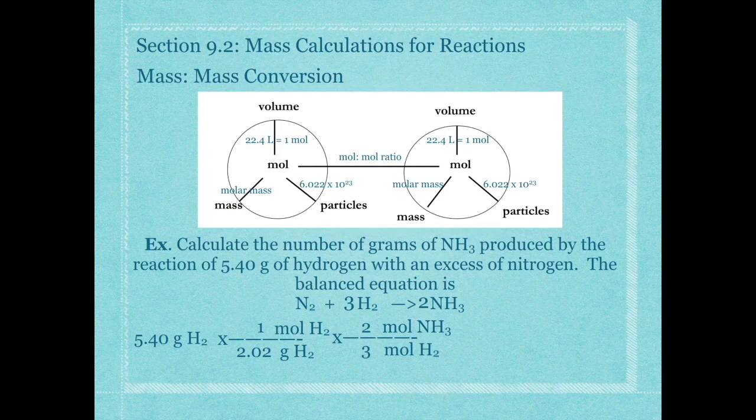Now I'm in moles of NH3. I want to get into grams of NH3. So again, I'm going to convert. I'm going to put moles of NH3 on bottom, grams of NH3 up top. I need the molar mass for NH3, which is 17.04 for every 1 mole of NH3. And so when I do that, I'm going to take 5.4, divide by 2.02, multiply by 2, divide by 3, and then multiply by 17.04, and I get 30.5 grams of NH3, and that's my answer.